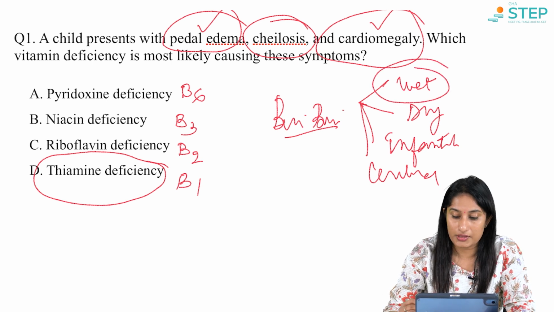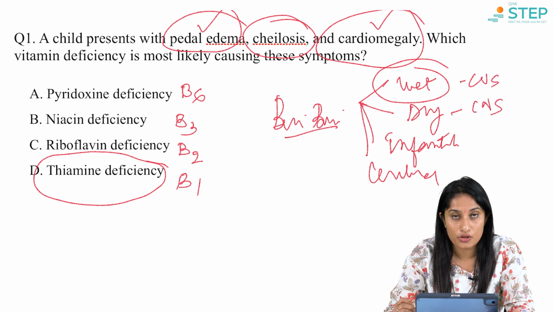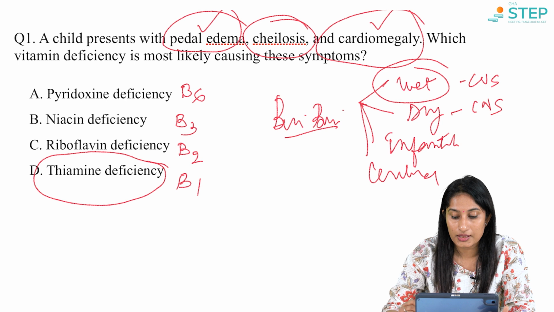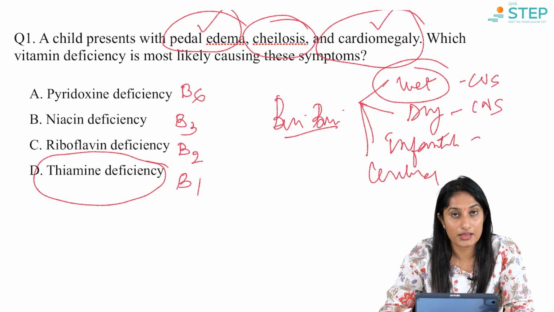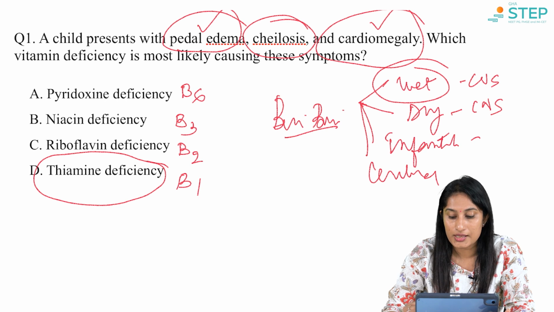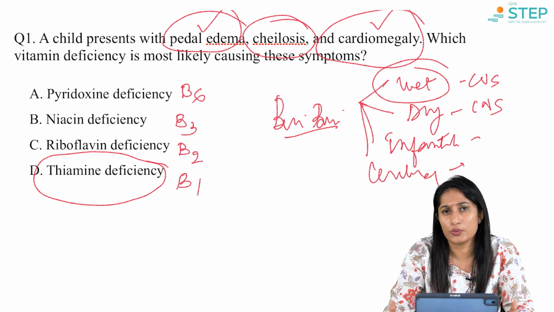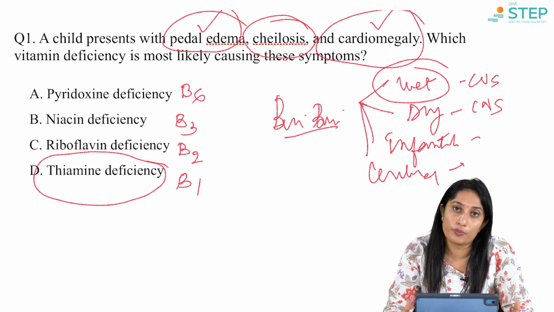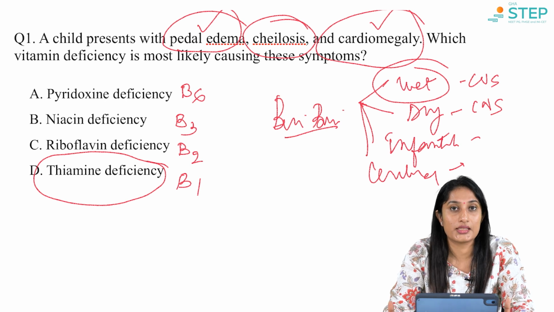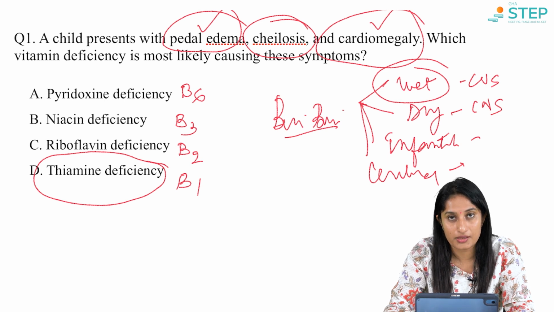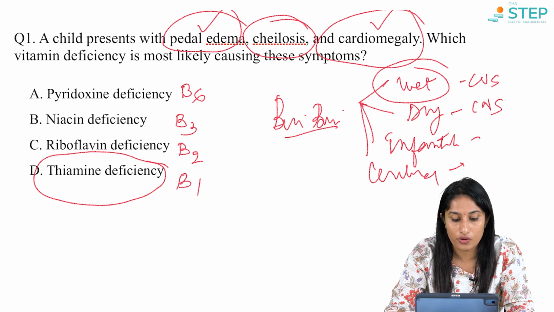What is dry beriberi? Dry beriberi deals with the central nervous system, so it would mainly affect the nerves. Infantile beriberi is seen in babies born to mothers who are deficient in thiamine. Cerebral beriberi is seen mainly in chronic alcoholics. But in this condition, what is the child having? The child is having wet beriberi. And what is the vitamin that is deficient? It is thiamine or B1.